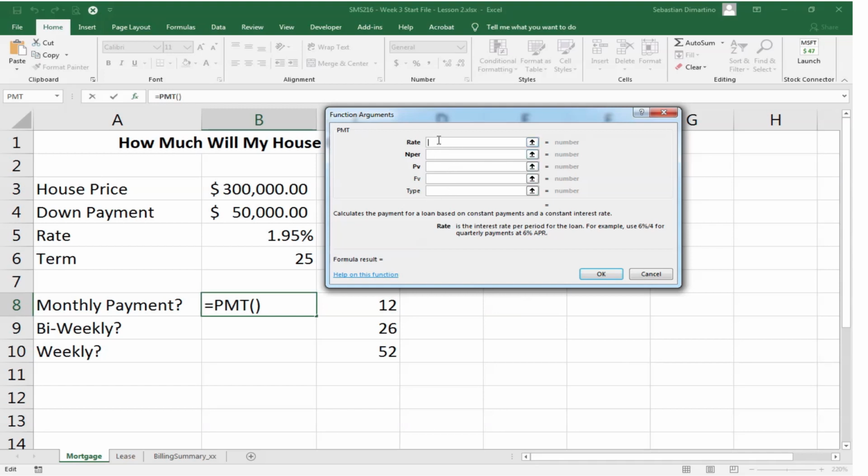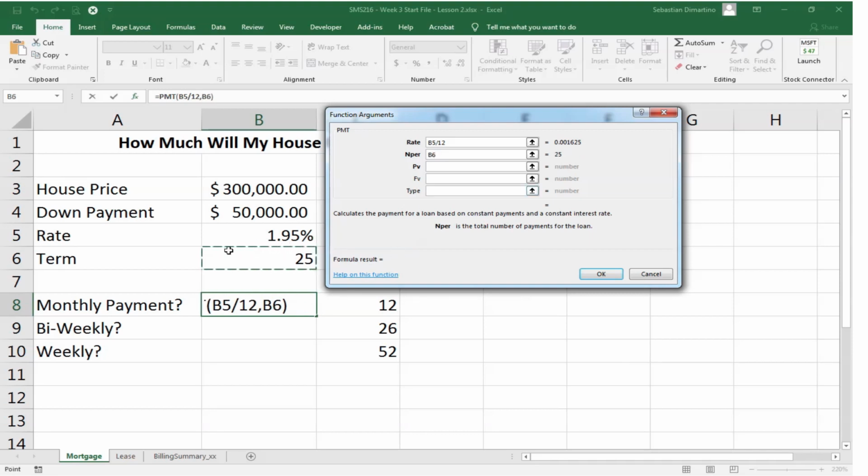So let's go one by one. First of all, it is a rate of 1.95%. And so I need to make sure that this rate is referenced here, so B5. But as you know, it needs to be divided by 12 because it is 12 months a year. It's a monthly payment.